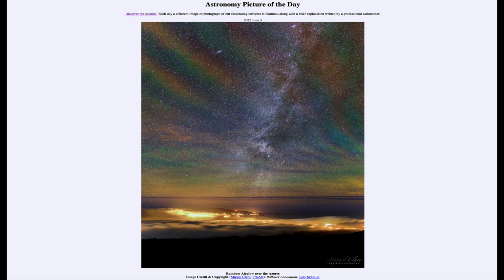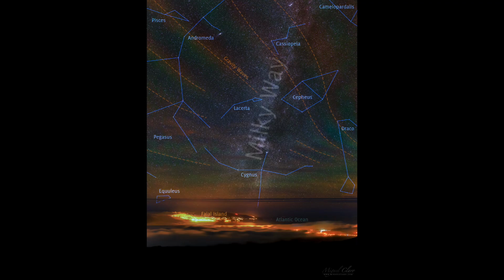Today's picture for June 3rd of 2025 is titled Rainbow Airglow over the Azores. So, what do we see here? Well, up in the sky, we see a big pattern with different colors in it and different repeating patterns, looking like a number of rainbows across the sky. But these are actually caused by various different things.